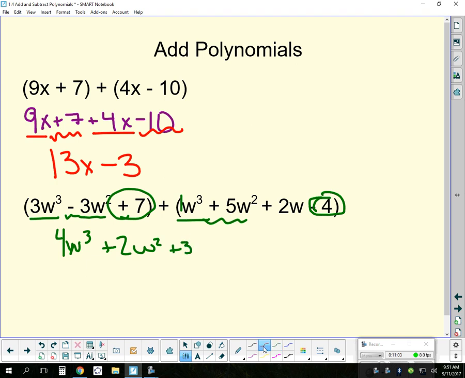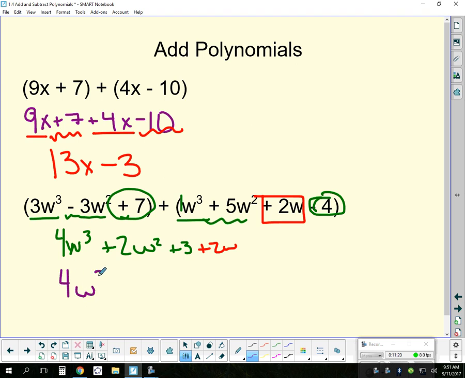Now, it's nice because I marked these off. That way I can very easily see I didn't ever do anything with this plus 2w. And that's because there was no just w term in my left polynomial, my first polynomial. So I'm just going to tack that on at the end. The only problem with that is it's not in standard form.